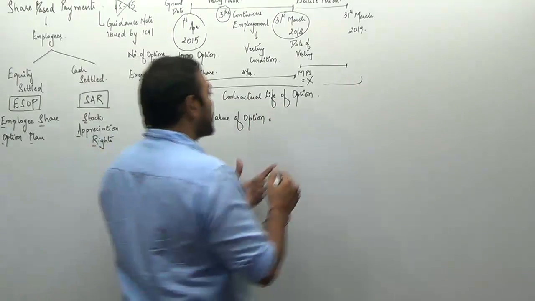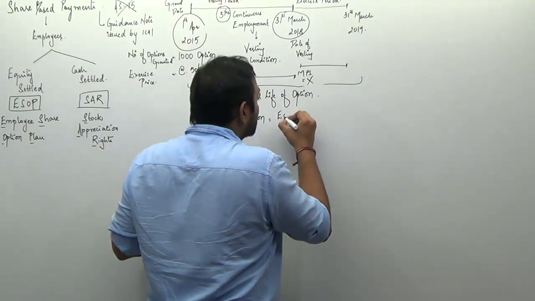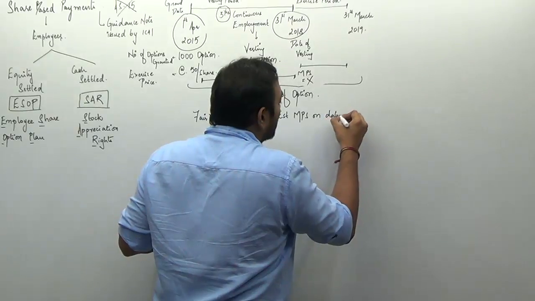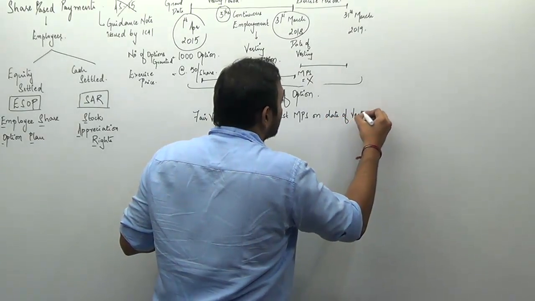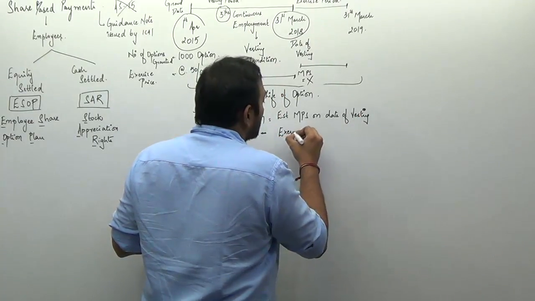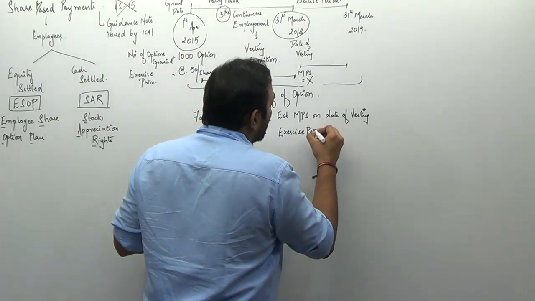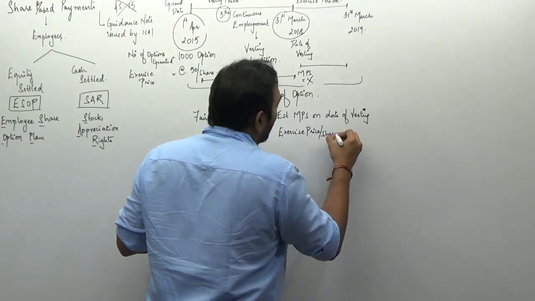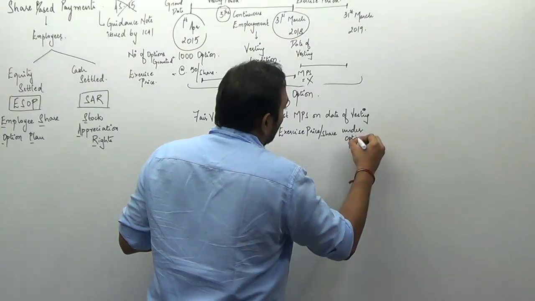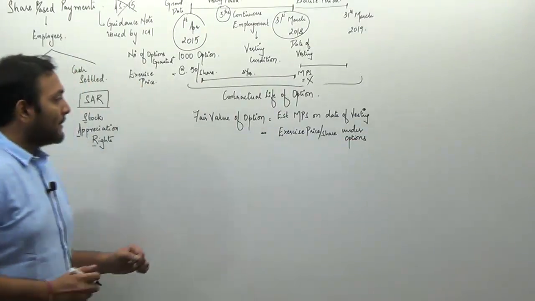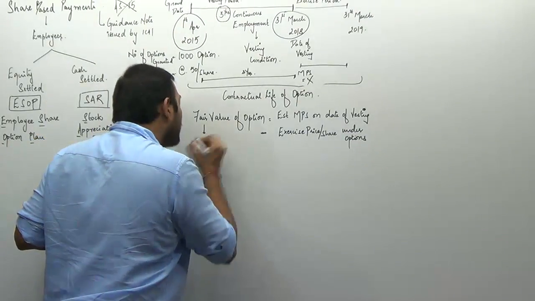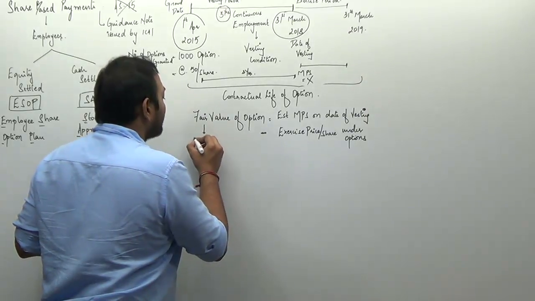What is the fair value of option? Fair value of option is estimated market price per share on date of vesting minus exercise price per share under option. Now, how do I get this estimated market price per share minus exercise price? This fair value will be calculated as per your financial models.